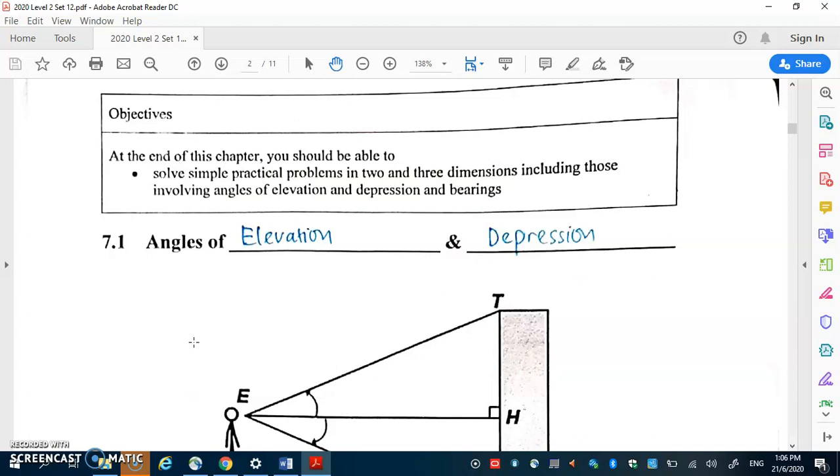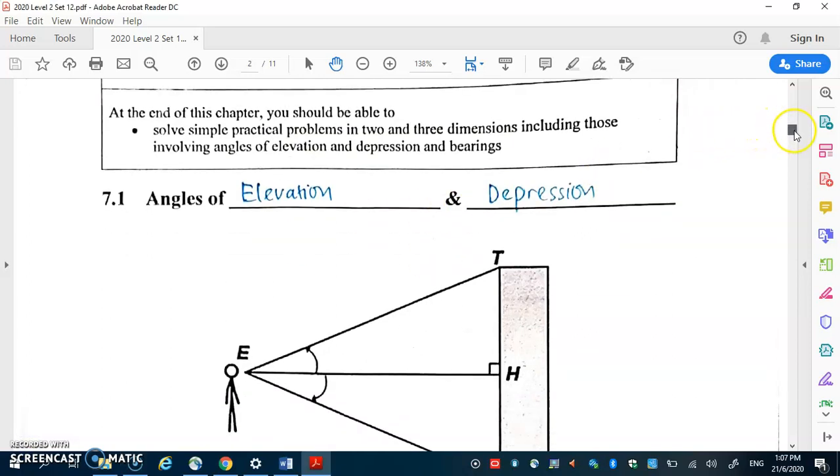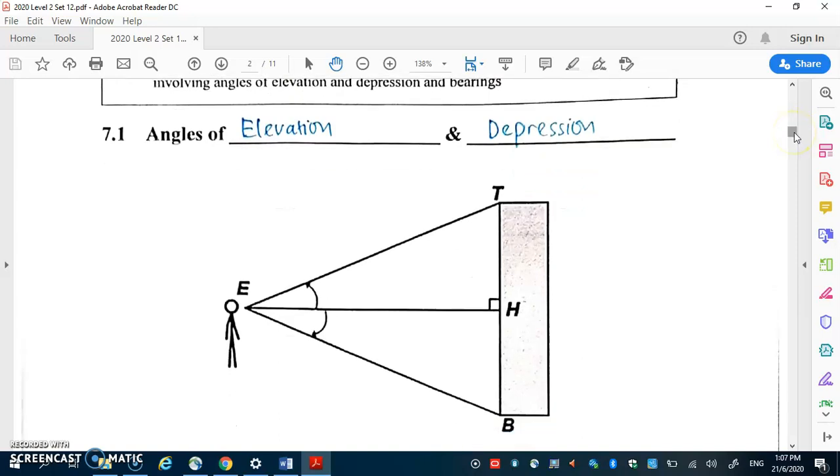Okay, so let's go. We're looking at chapter 12 of your notes, and we're going to start with angle of elevation and depression. So there are blanks for you to fill up, and this is just a quick recap of angles of elevation and depression that you've covered previously in one of the chapters. Okay, so what is the angle of elevation and what is the angle of depression?